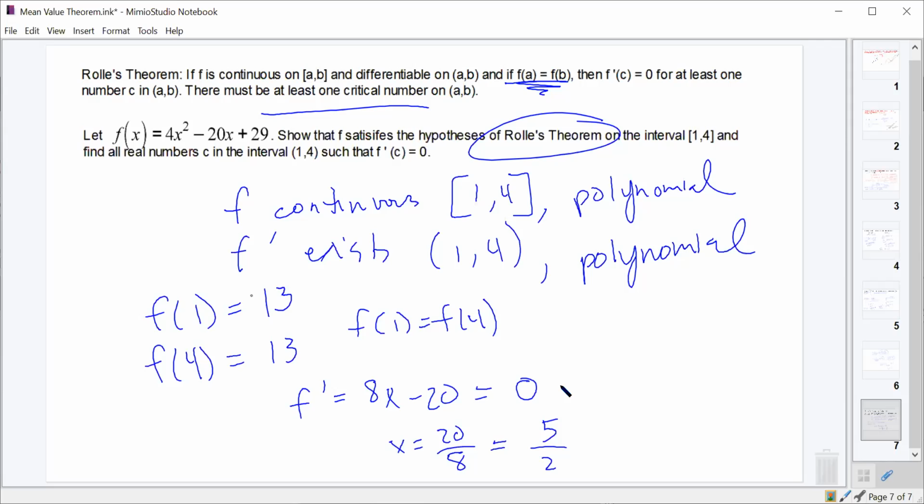Good or no? Good. All right. Wonderful. So that is really all there is to the mean value theorem itself. Anybody have any questions on that in general or at all?